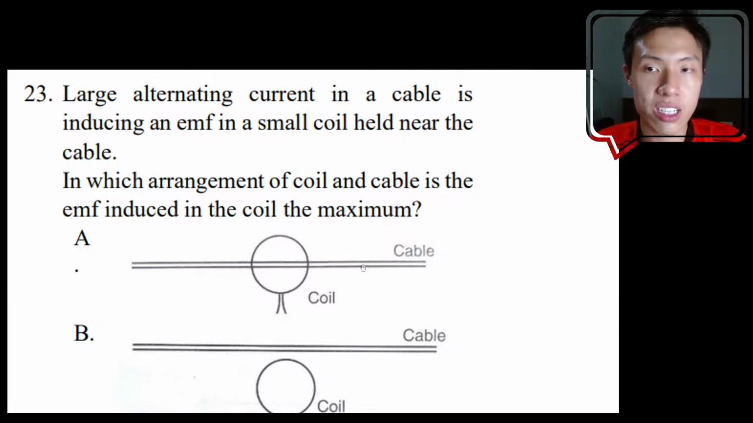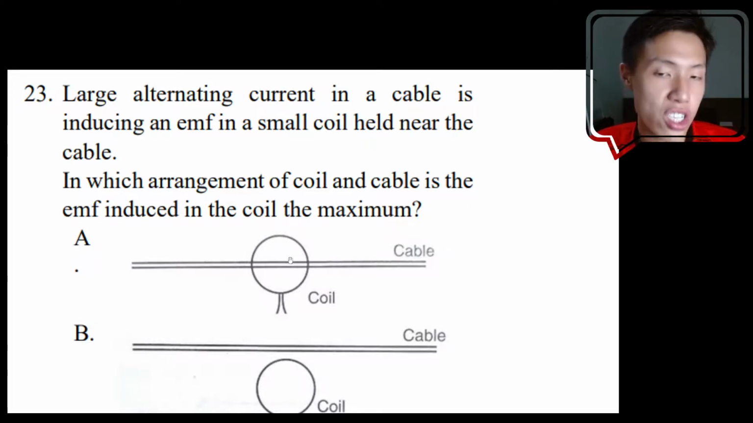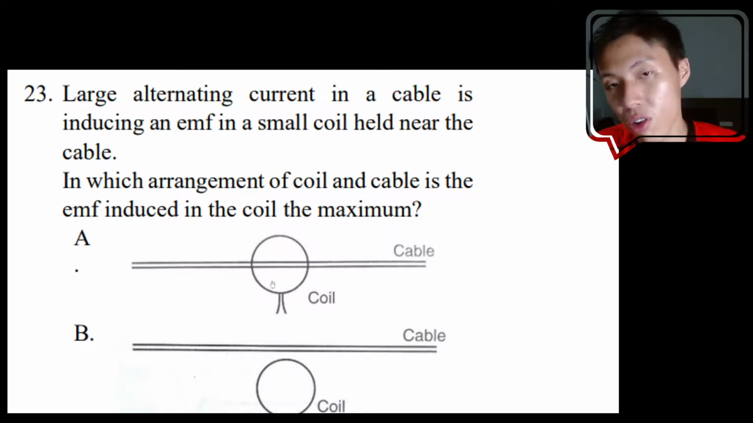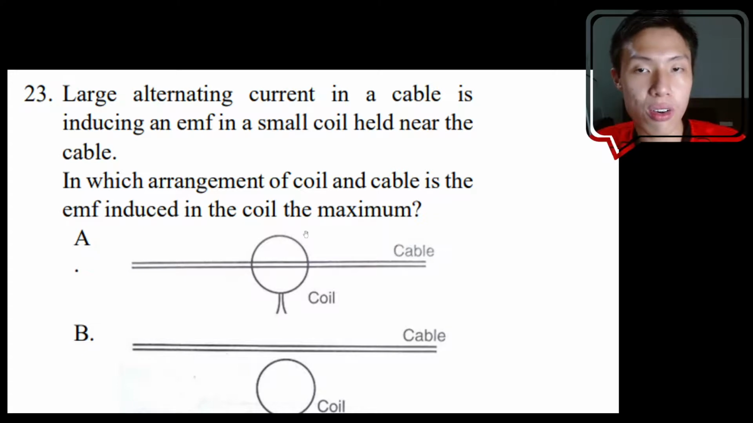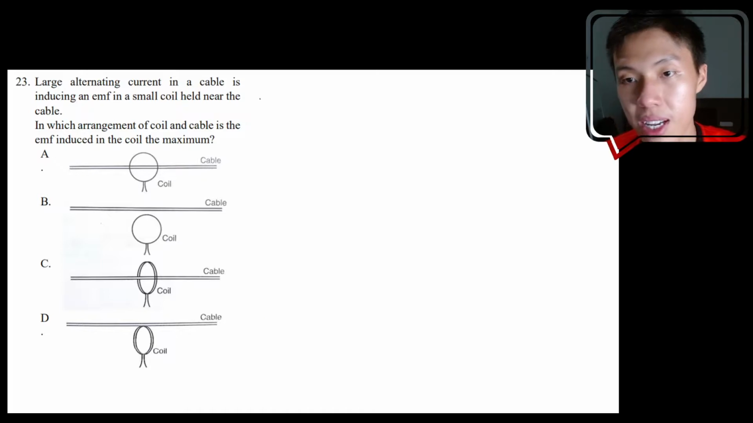If the current is changing, the magnetic field that is produced by the current is changing. So the magnetic field that is passing through the coil will be changing. So the magnetic flux of the coil will be changing, and therefore there will be an induced EMF in the coil. They ask in which arrangement of the coil and the cable is the EMF induced in the coil the maximum. Let me write down the sequence.